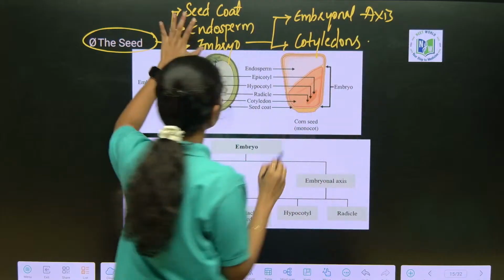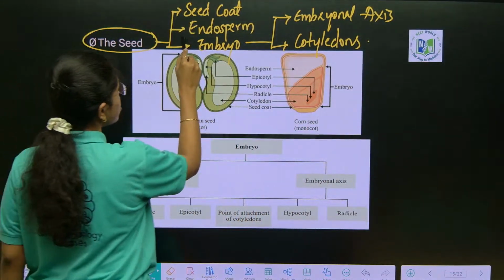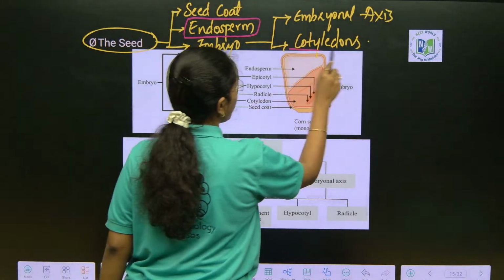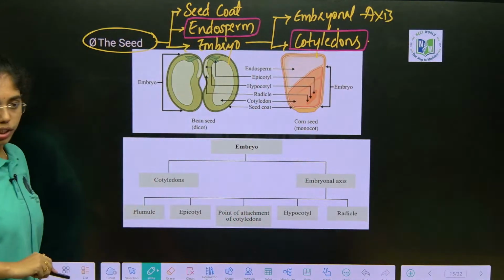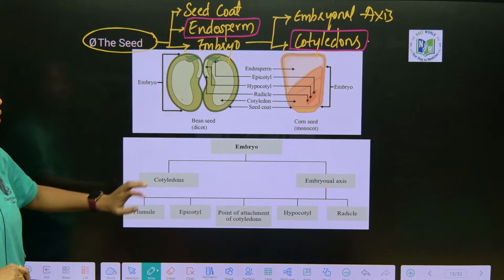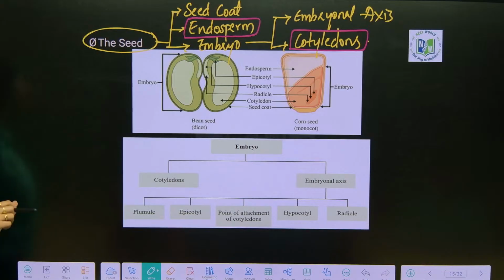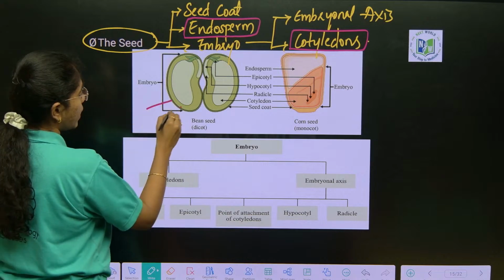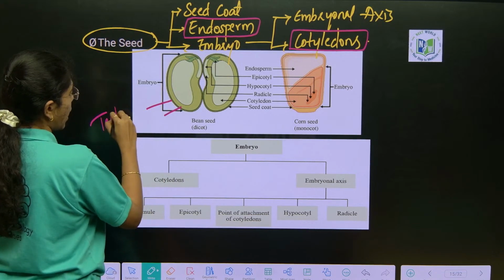So from these parts, based on the presence and absence of endosperm, we have two types of seeds. Based on the number of cotyledons, we have two types of seeds. Fine, right? So first you see seed coat. If you observe a dicot seed, the seed coat will have two layers. The outer layer of the seed coat is known as testa and the inner layer is known as tegmen. Testa and tegmen.